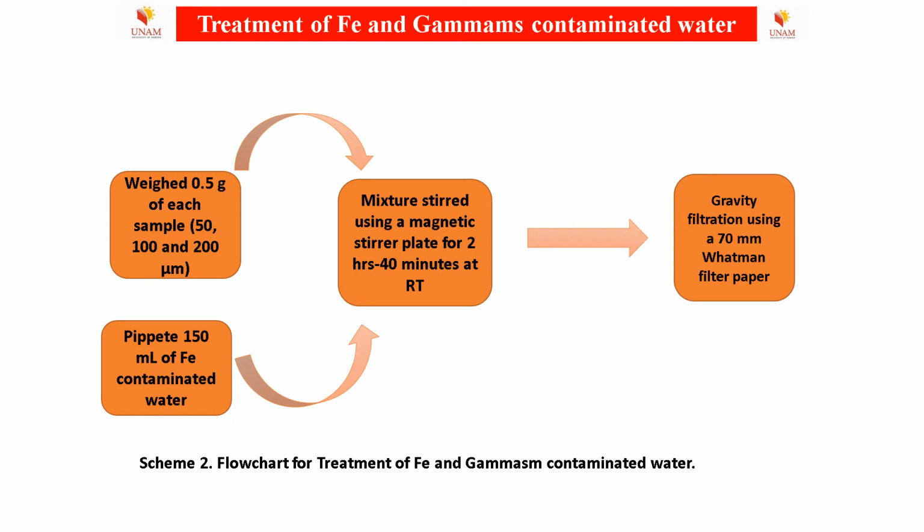Then treatment of iron and manganese contaminated water. Weigh 0.5 gram of each sample that was sieved to 50, 100 and 200 microns. Then pipette 150 ml of iron contaminated water. The mixture is then stirred using a magnetic stirrer plate for 2 hours 40 minutes at room temperature. Then gravity filtration is done using 70 mm Whatman filter paper. So this is scheme 2, flow chart for treatment of iron and manganese contaminated water.